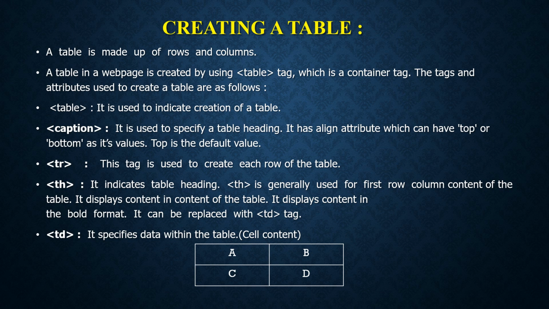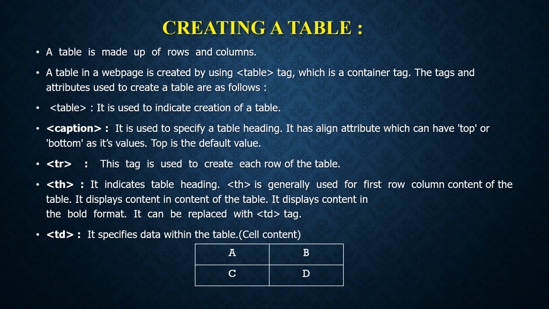Then always a table is followed by three different tags. As you know, whatever fields or whatever records we write in the table, they are in the horizontal manner. So first is always the tr tag. This tag is used to create each row of the table. So always we have to go row wise. So tr and slash tr tags. This is a container tag which is used to insert a table row.